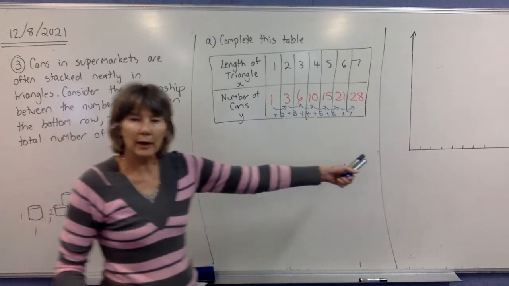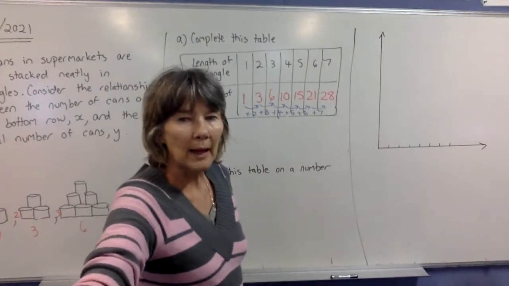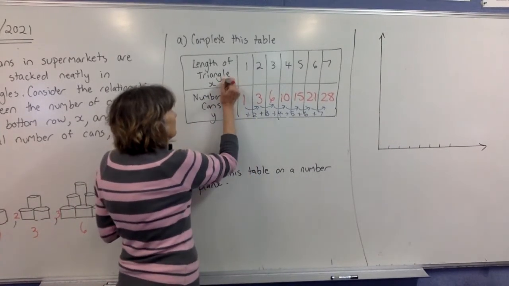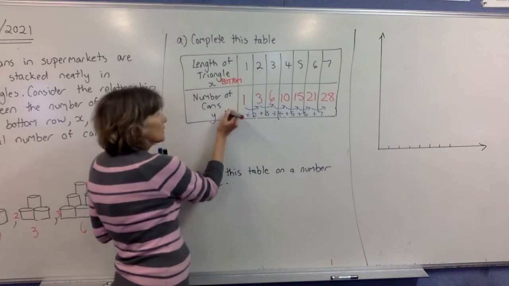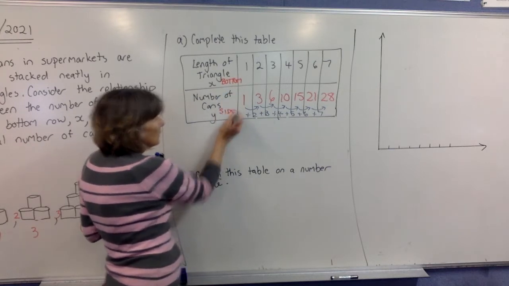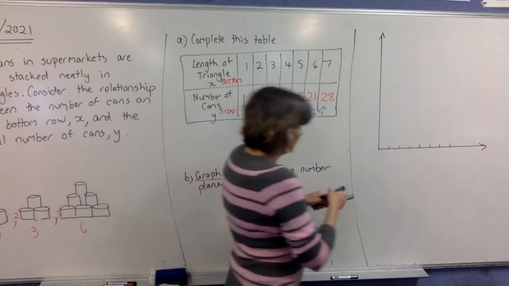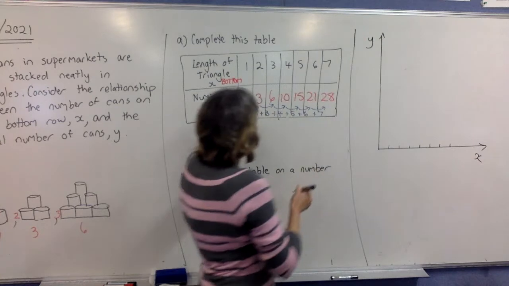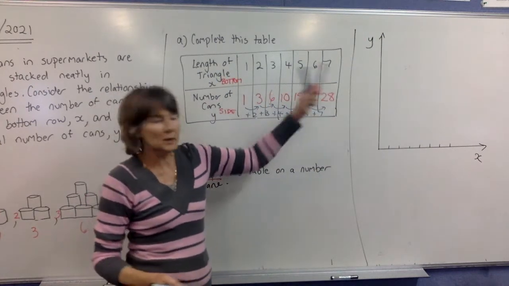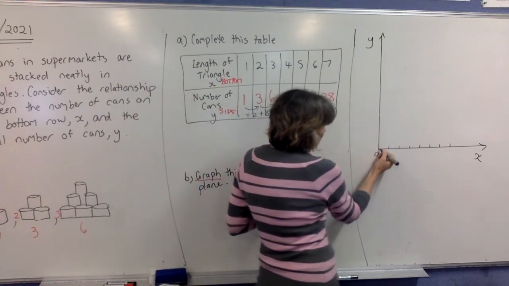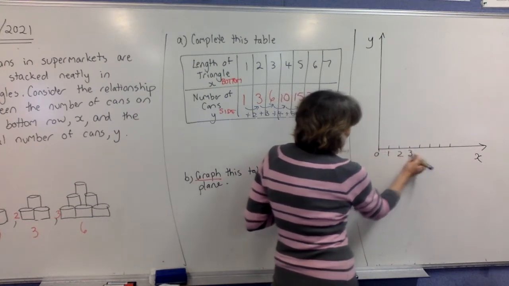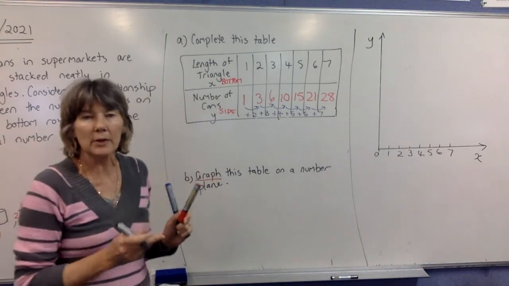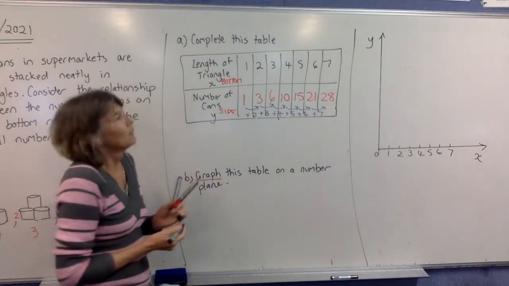To do the graph, remember this stuff here goes on the bottom, and the next one here goes up the side. So we've got X going along the bottom, and we've got Y going up the side. Along the bottom, we're going to have 1, 2, 3, 4, 5, 6, 7. Let's always start with 0 here. Make sure you've evenly spaced those out. It's easy in the grid book to do it.